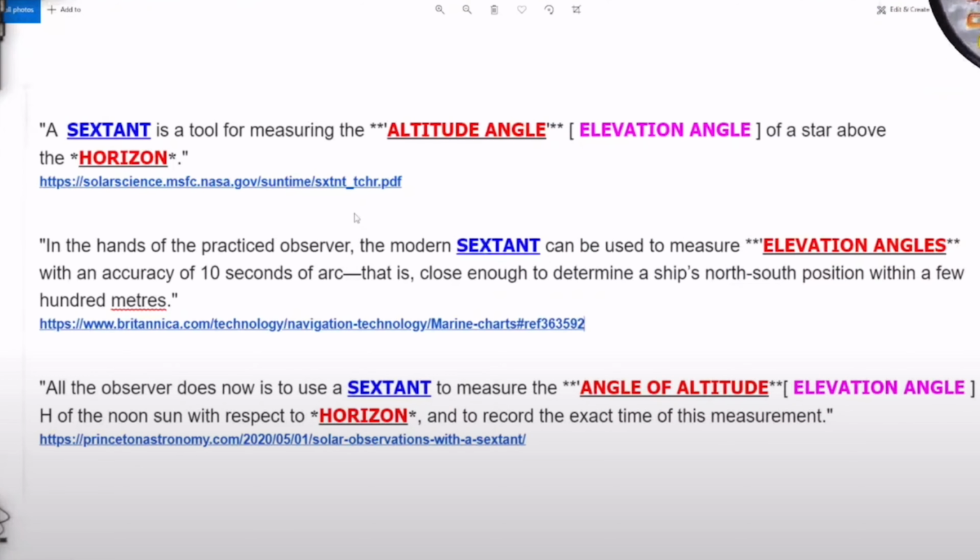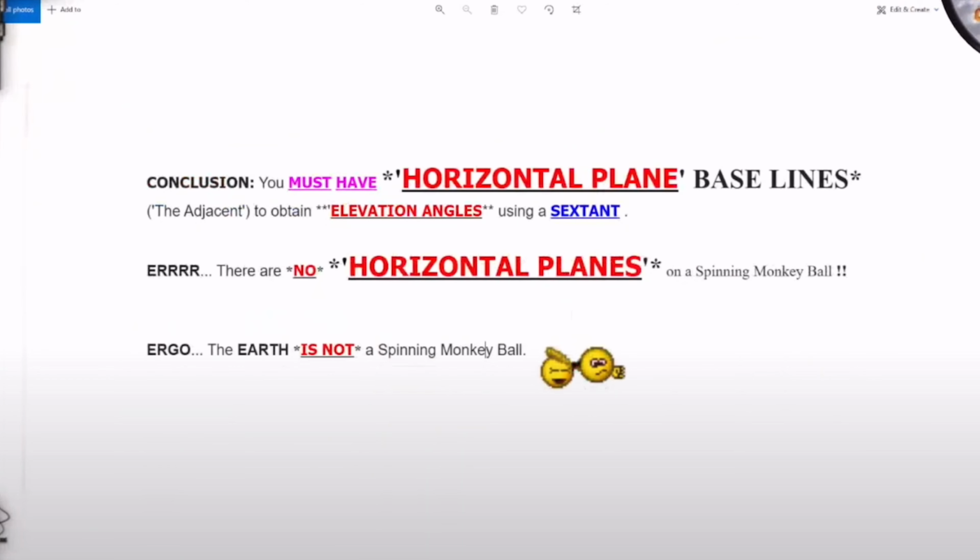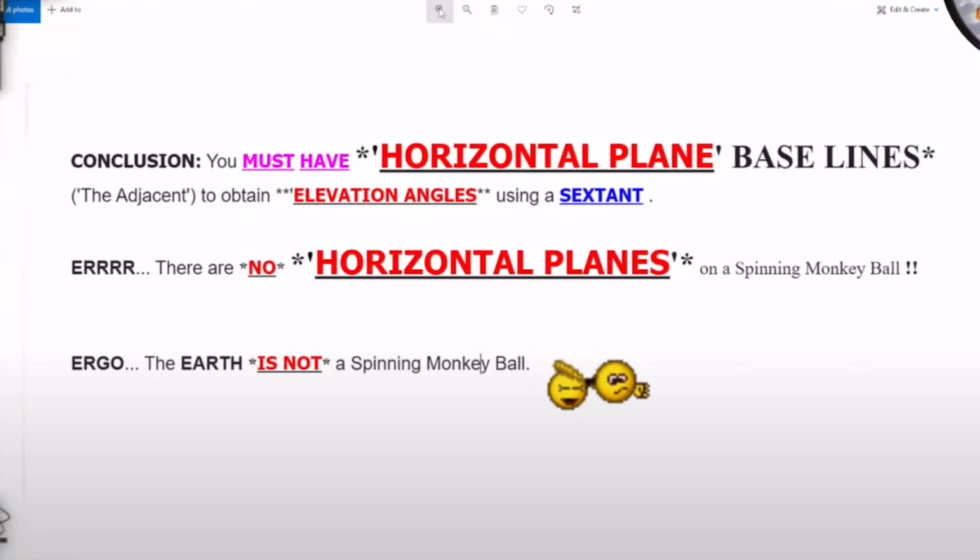And finally, Princeton astronomy: all the observer does now is to use a sextant to measure the angle of altitude. That's the elevation angle, H, of the noon sun with respect to the horizon, and to record the exact time of this measurement. This would turn out the lights, baby. It's simply over right here. There's no argument against this argument. Conclusion: you must have horizontal plane baselines, like I mentioned before, the adjacent, to obtain elevation angles using a sextant.